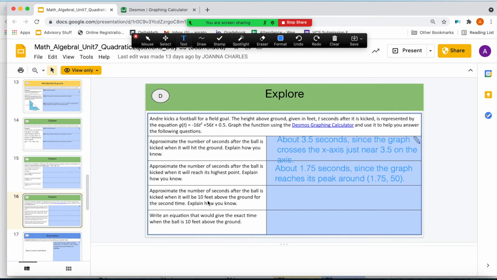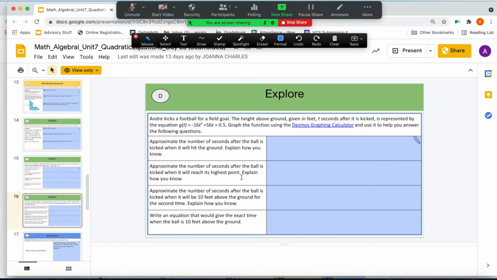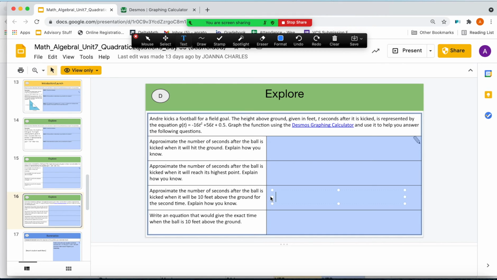Next one, approximate the number of seconds after the ball is kicked when it will be 10 feet above the ground for the second time. Why are they saying the second time? Why would the ball be 10 feet above the ground twice? I'm going to clear this so we can see the graph clearly. Every parabola is symmetrical. So the ball is about 10 feet above the ground here and here. It goes up, it hits 10 feet, and then it goes down. And when will it be 10 feet above the ground on the way down? At about 3.3 seconds. About right here. It's about 10.3. So about 3.3 seconds since there is a point on the graph near 3.3 comma 10.